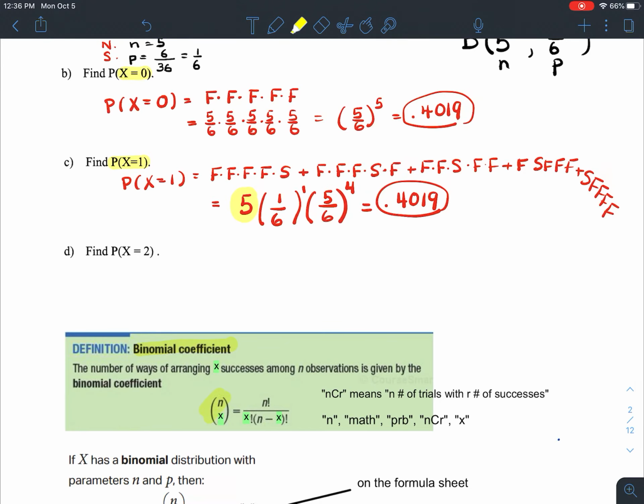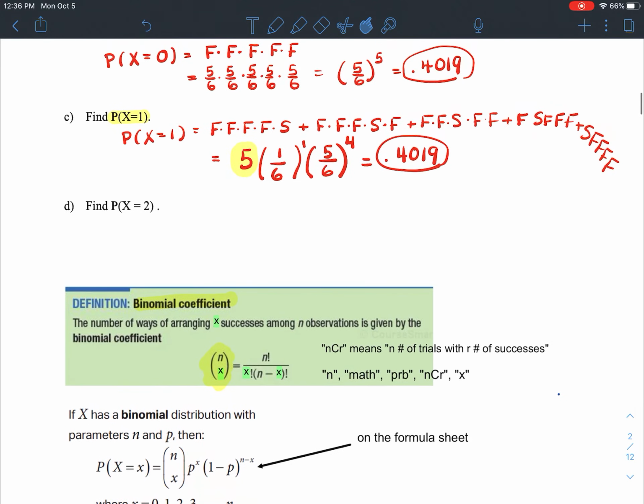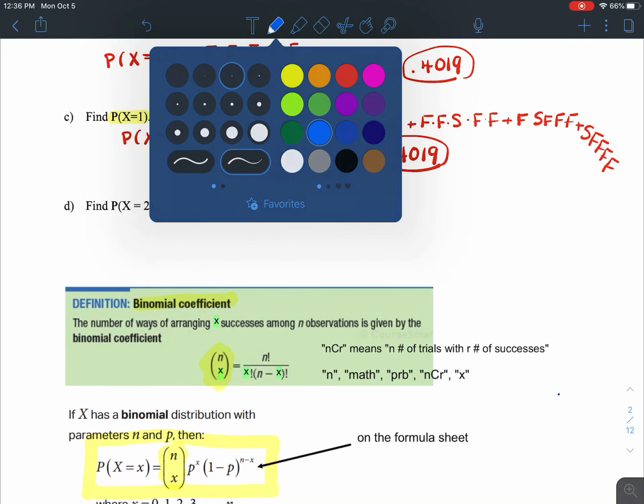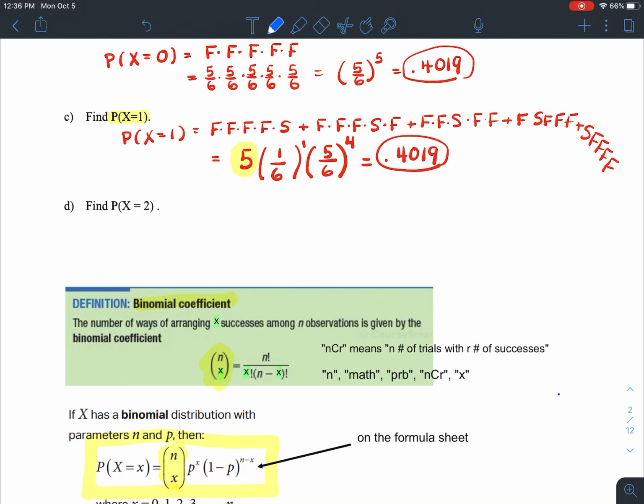Okay, you're going to see it written just with parentheses and then an N and an X. Actually, on the formula sheet that you're given for the AP test, that is this part right here. But that in and of itself doesn't actually tell you what the formula is. The formula is really this right side here where you see these exclamation points. Those exclamation points in math are referred to as factorials.